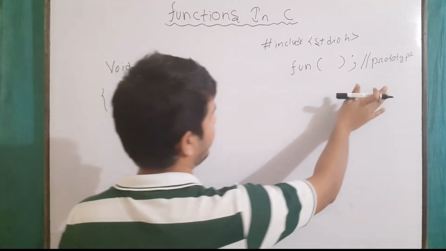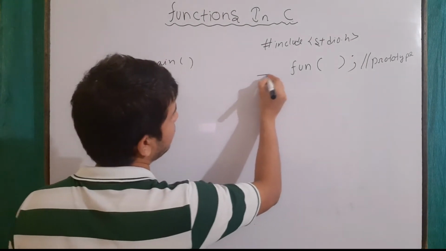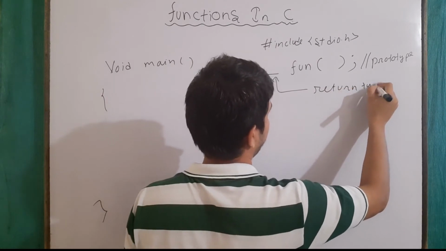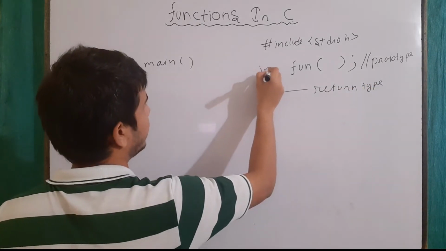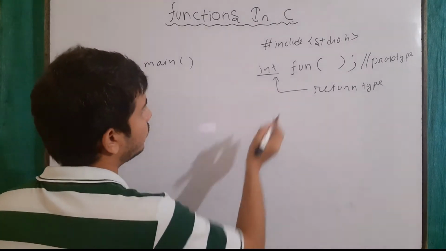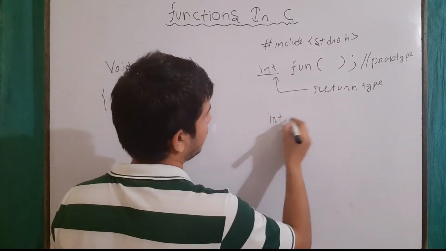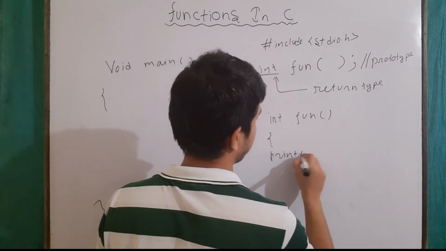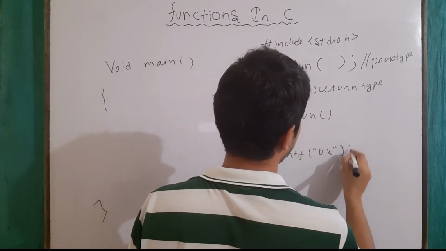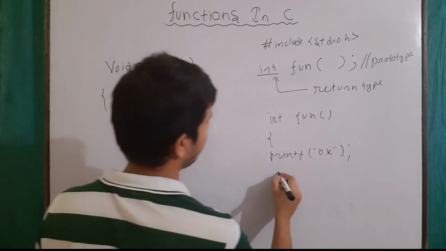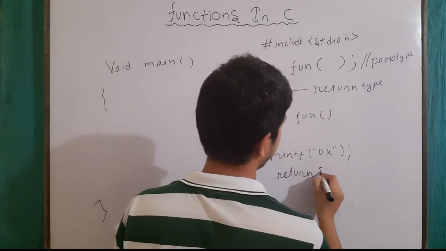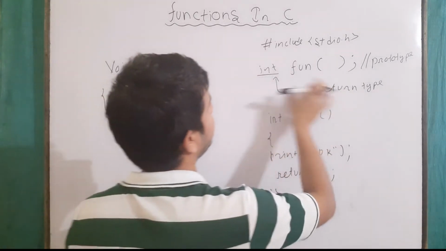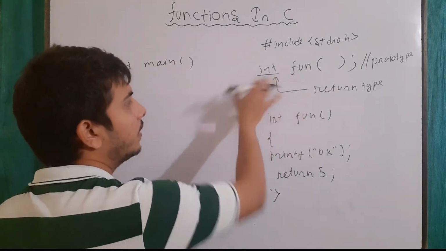Now let's talk about the prototype. In the first place we use the return type. Let's say the return type is integer. So in the function definition I will now write int fun, let's say with a printf, and since the return type is integer, I will return, let's say, 5. Now 5 is an integer, the return type is integer, and in the prototype I have defined the return type as integer.